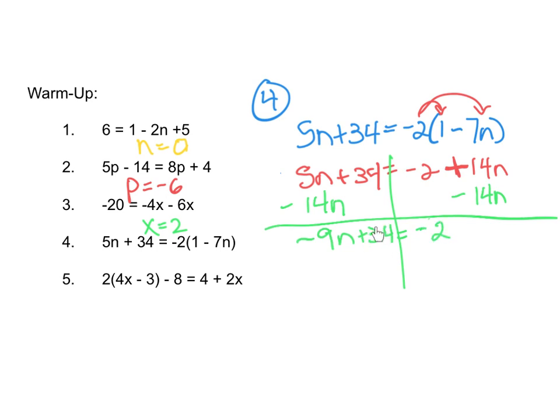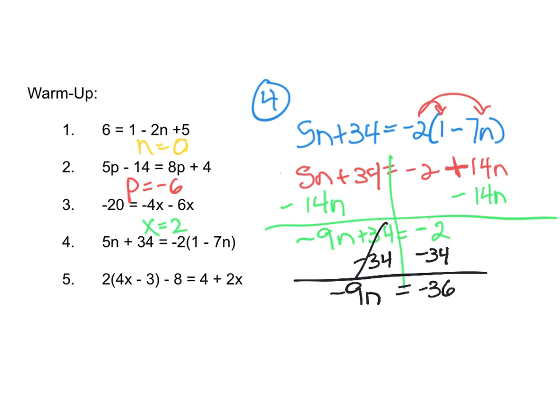From here, the positive 34 wants to be over here with his friend. So it's a positive 34, so we're going to subtract off 34. So we're going to have negative 9n, and positive and negative 34 make it 0. Negative 2 minus 34. Put in your calculator exactly how it looks. Negative 2 minus 34 is negative 36.